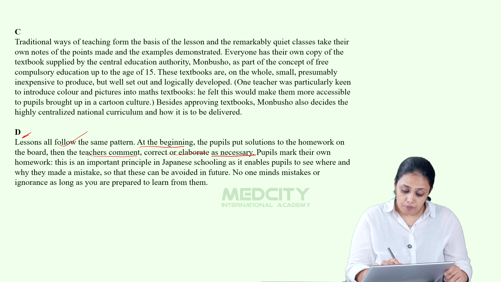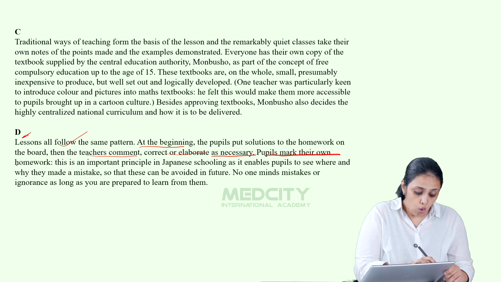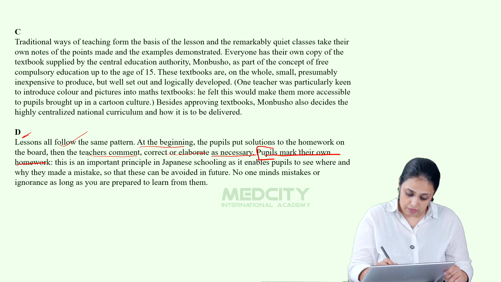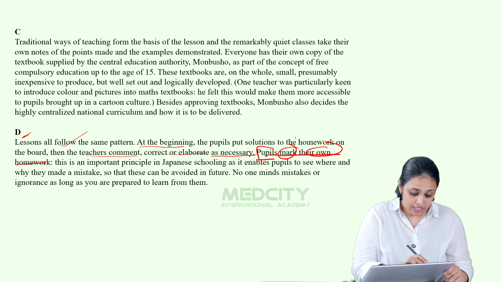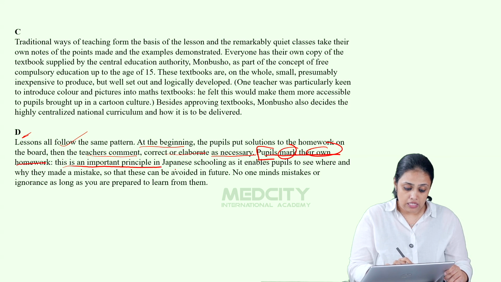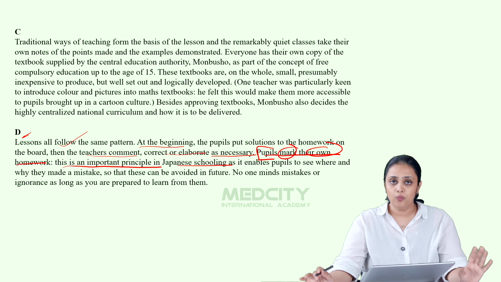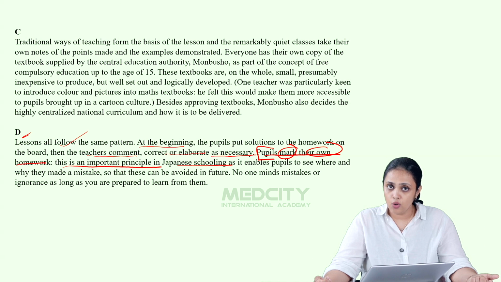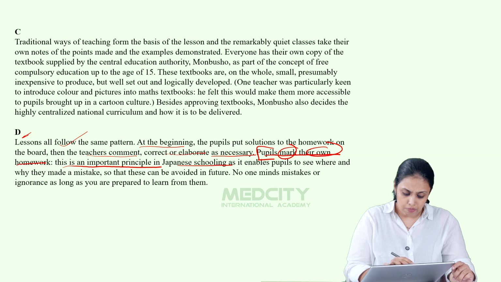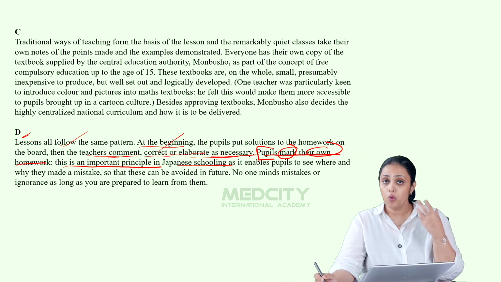Then what is said? Pupils mark their own homework. This is an important principle in Japanese schooling as it enables whatever it is. Which means, are the teachers marking the homework? No. Here this might slightly misguide them. That is, here it is said that the teachers comment, correct and elaborate as necessary. But what is being corrected?